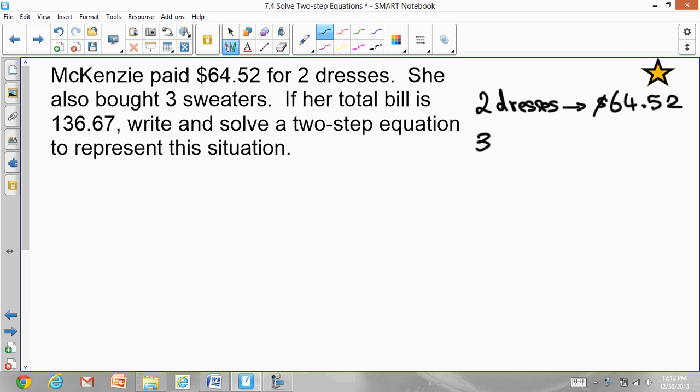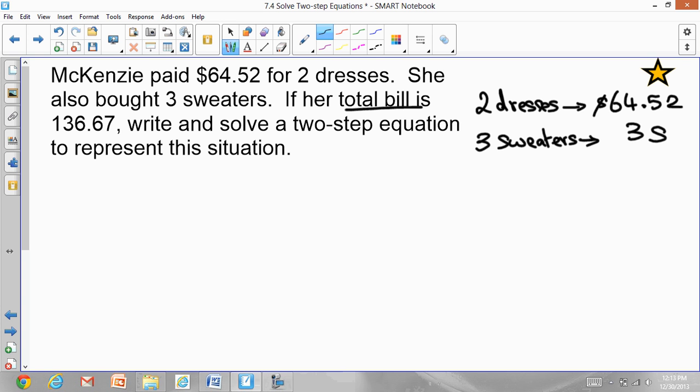She also bought 3 sweaters. You don't know how much money each sweater is going to be. So this I'm going to take it as 3S. Sweaters is the cost they did not give me. The one information I don't know, I'm going to take it as a variable S. So 3 sweaters will be 3S.